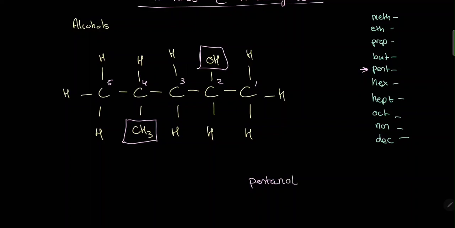Now, we want to show what carbon the alcohol is on, so it's going to be 2-pentanol. We must also talk about the methyl side group, so it's going to be 4-methyl-2-pentanol.